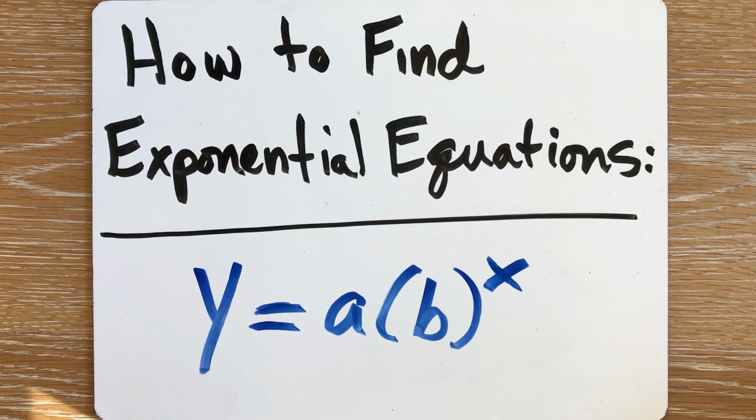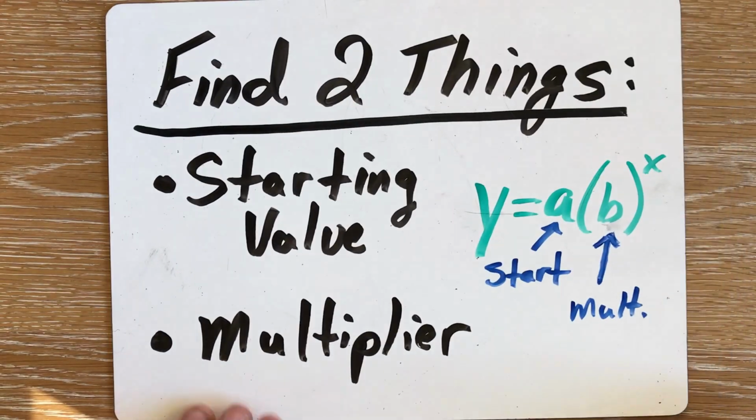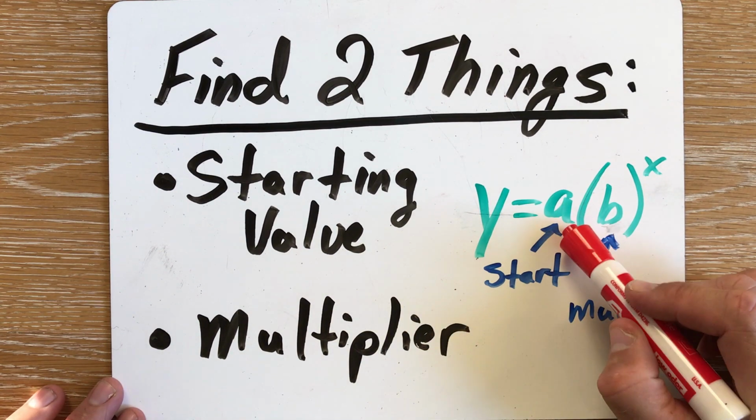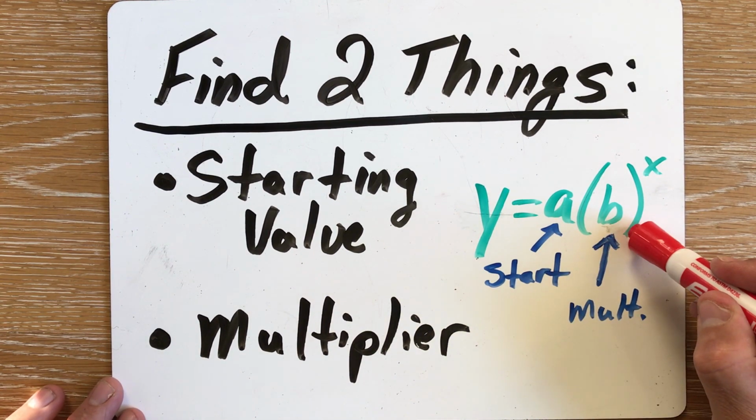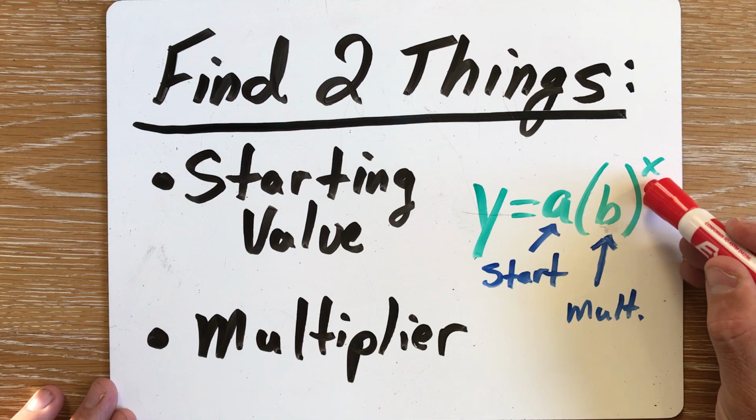Welcome to this video on how to find exponential equations in the form of y equals a times b to the x. In order for us to find these equations, there are two things we have to be able to find: the starting value and the multiplier. The starting value is the first number you write down, and the multiplier is the second number you write down in parentheses to the power of x.